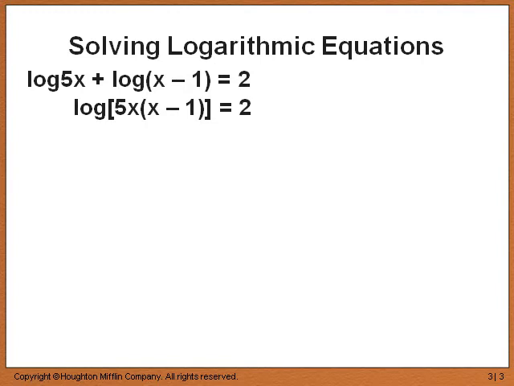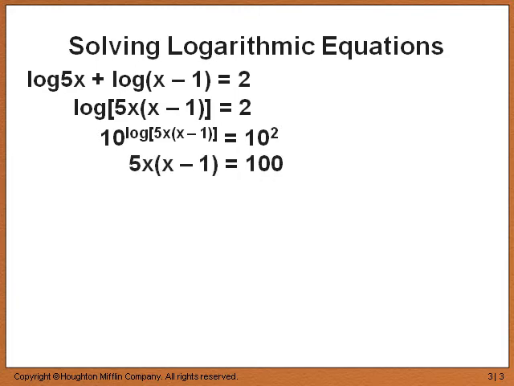So the first step to condense the left side, we have log of 5x times x minus 1 equals 2. And then we use 10 as our base because this is the common log. Common log has base 10. 10 to the log of 5x times x minus 1 equals 10 squared. And that will get the exponent 5x times x minus 1 by itself, and that'll bring us one step closer to solving this equation.